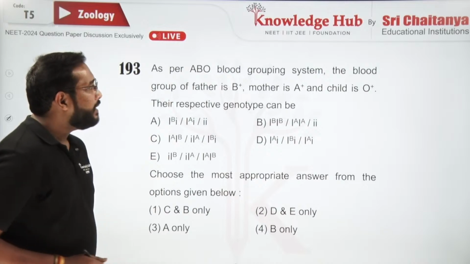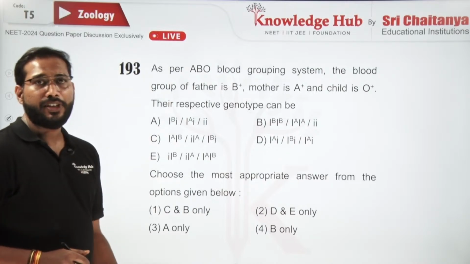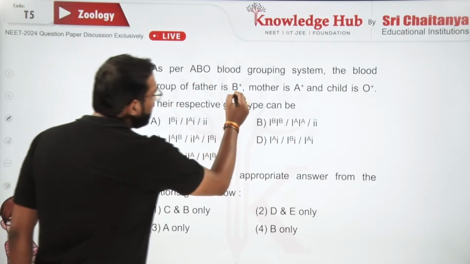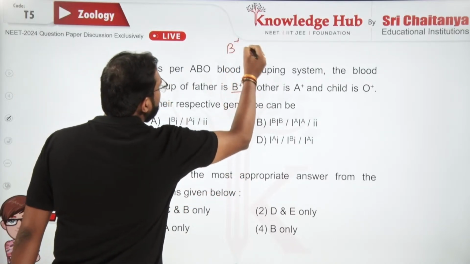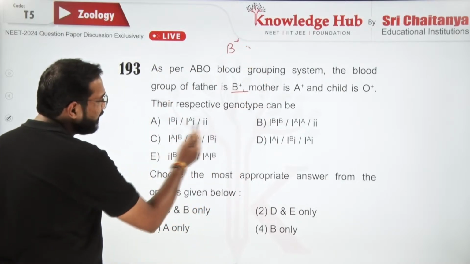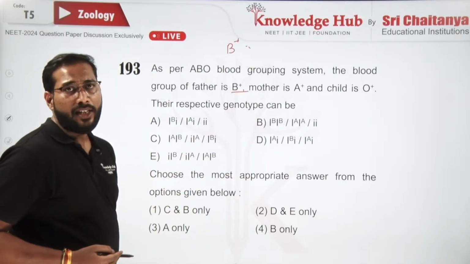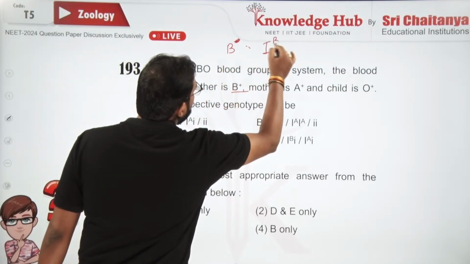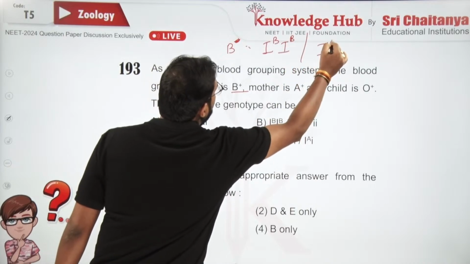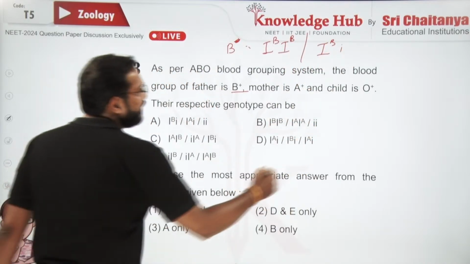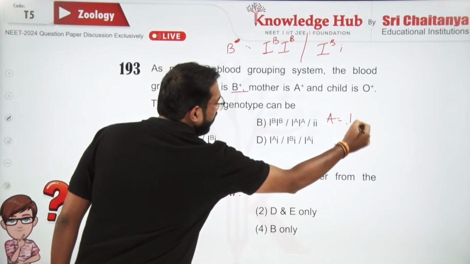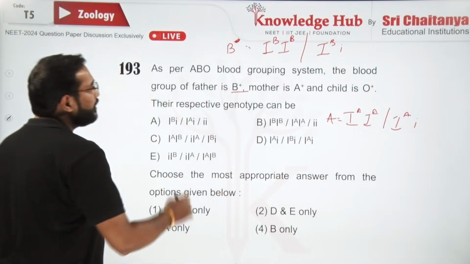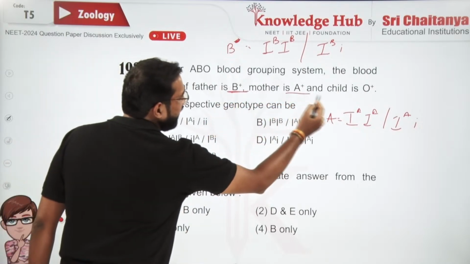Moving on, we have the ABO blood grouping system, and it is asking you the genetic combination of things. So as per the ABO blood grouping system, the blood group of father is B+. B+ means we don't have to do anything with plus, because in the options they are not including the RH factor. They are just including the main blood group. So B blood group can be a combination of IB IB or IB i, right? And A blood group can be a combination of IA IA or IA i, right? If you see, the father is B+, mother is A, and the child is O.